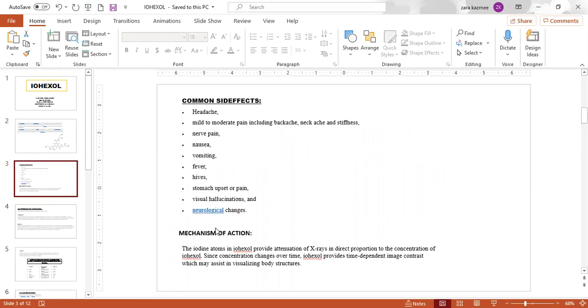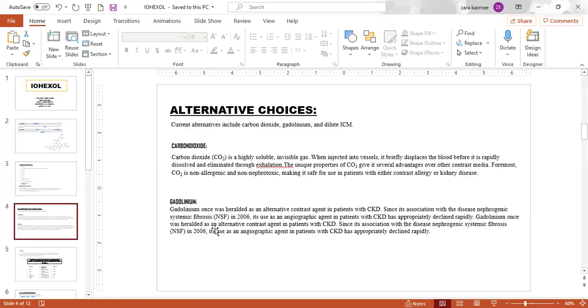So what is the mechanism of action of Iohexol? The iodine atoms in Iohexol provide attenuation of X-rays in proportion to the concentration of Iohexol. Since concentration changes over time, Iohexol provides time-dependent image contrast, which may assist in visualizing body structures. So let's see the alternative choices we have instead of Iohexol. Current alternatives include carbon dioxide, gadolinium, and dilute ICM.